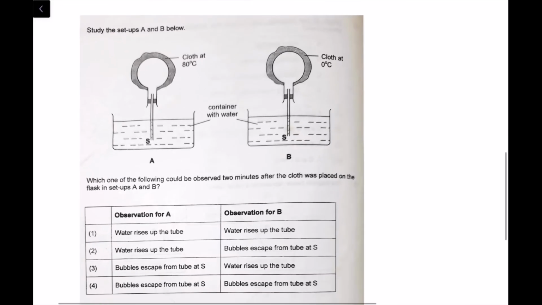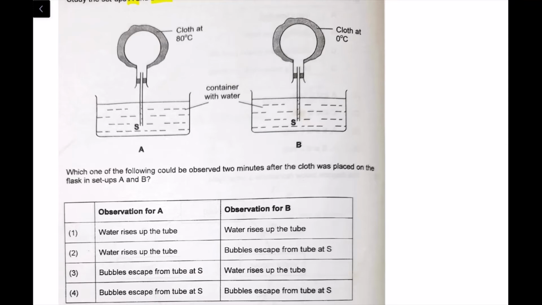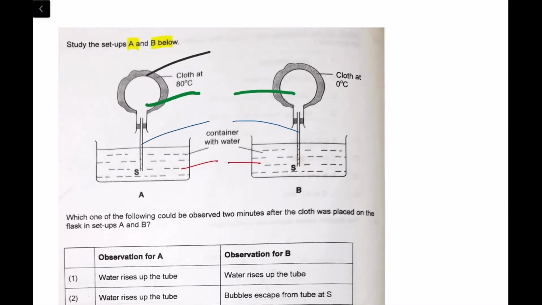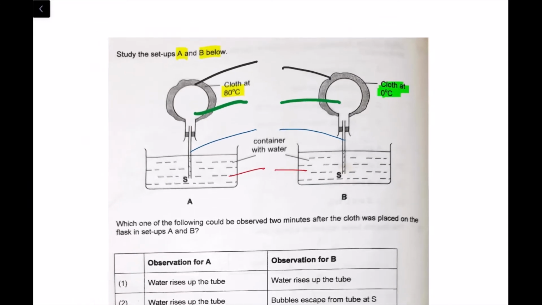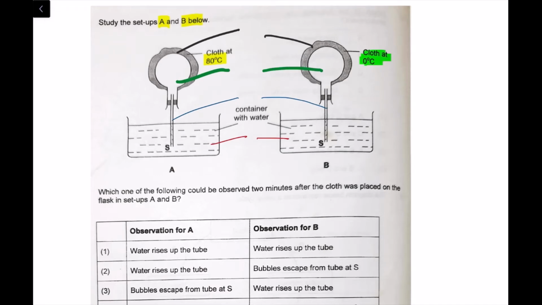Study the setups A and B below. Setup A and setup B. Both setups contain a water bath. Both setups have one capillary tubing each, and each setup has a round bottom flask along with a cloth. The only difference is that in setup A, the cloth is at a temperature of 80 degrees Celsius, and in setup B, the cloth is at a temperature of 0 degrees Celsius. So that's the main difference between both setups.